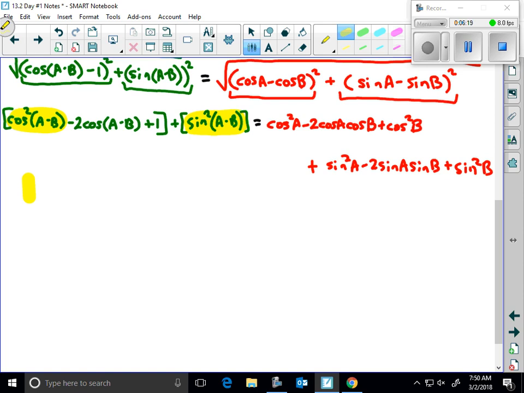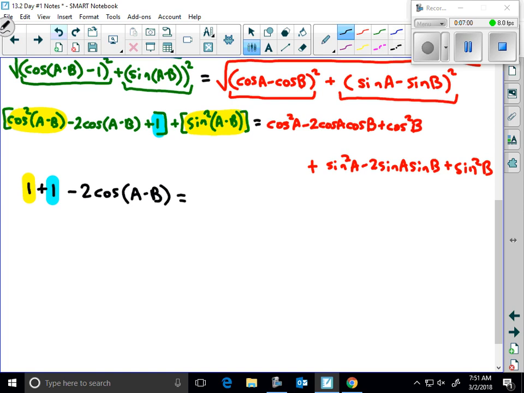Okay, now check this out. I've got another 1. Okay, so I got a 1 here. I got another 1. Maybe I should do that in a different color. We'll do that in blue. I got another 1, so that takes care of that. And then this piece here, this 2 cosine A minus B right here, I'm not going to be able to do anything with that, so I'm just going to leave it as is. Okay, so I've got a 1 plus 1 minus 2 cosine A minus B. All right, and that takes care of everything on the left side.